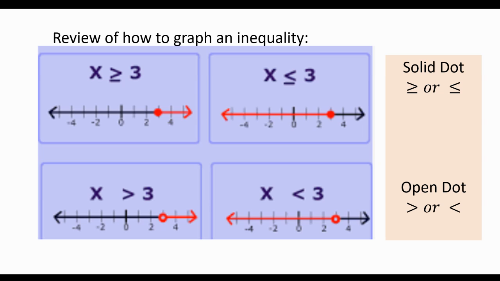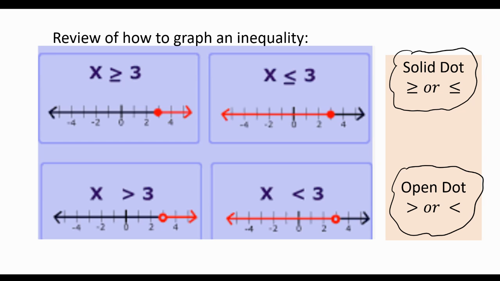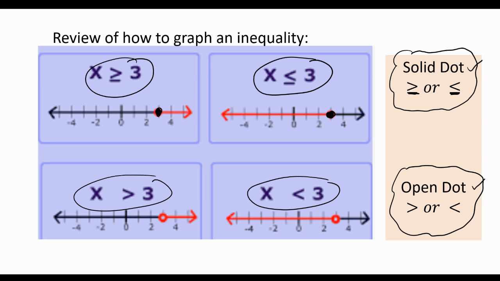So before we get to our new lesson, let's review how to graph an inequality. One thing you have to know is whether you have a solid dot or an open dot. And that depends on the type of symbol. So if you have a symbol that has this extra line or equal to, then that means you need a solid dot. If you don't have that extra line, then it's an open dot. You can see these 2 have that extra line underneath, so that's why these are solid dots. These 2 don't have the extra line underneath, and that's why they're open dots.